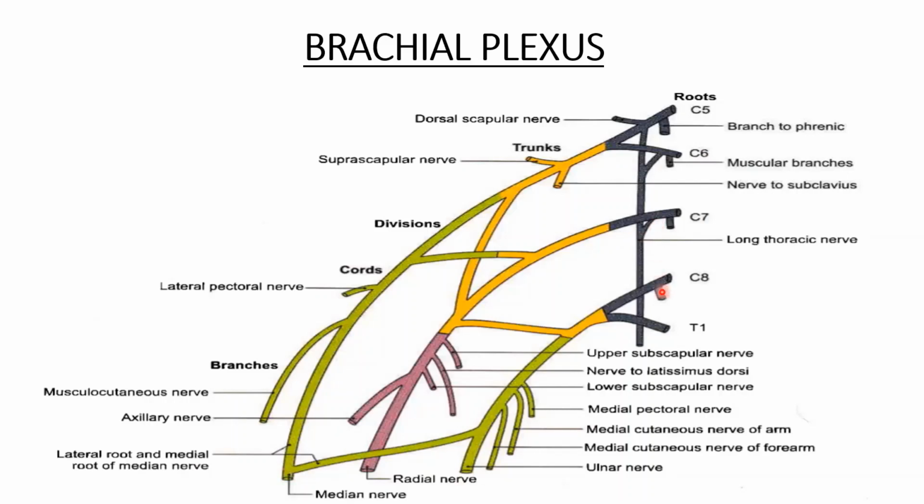Moving on to the branches of the medial cord of the brachial plexus. First, you have the medial pectoral nerve, which, like the lateral pectoral nerve, will supply the pectoralis major and pectoralis minor muscles. And this nerve has a root value of C8 and T1. Next, you have the medial cutaneous nerve of arm and medial cutaneous nerve of forearm. Now, these two nerves are cutaneous nerves which supply the arm and forearm respectively, and the root values are the same as that of the medial pectoral nerve, which is C8 and T1.